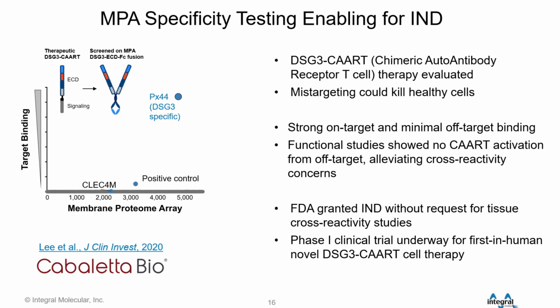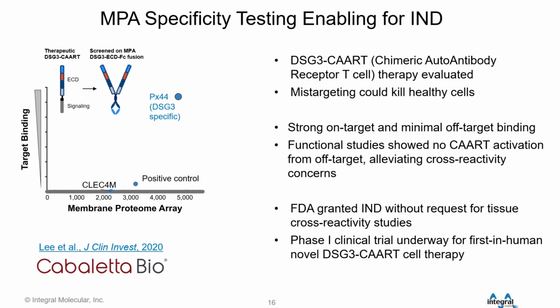These blisters are caused by autoantibodies against desmoglein 3. So the DSG3 CAR T therapy eliminates these autoantibodies by targeting the corresponding pool of antigen-specific B cells. For this type of therapeutic, mistargeting can kill healthy cells, so it was very important to check the specificity. Cabaletta did this with the membrane proteome array, and the MPA showed strong on-target and minimal off-target binding.